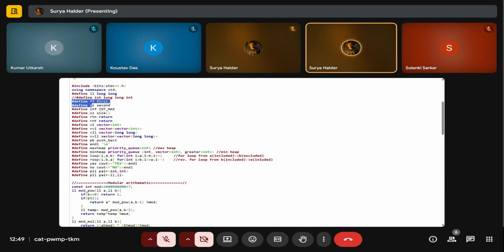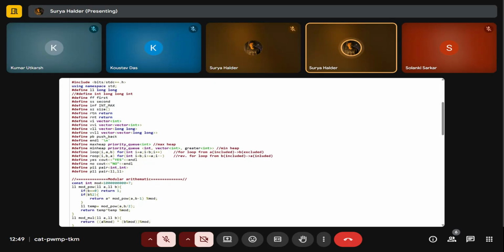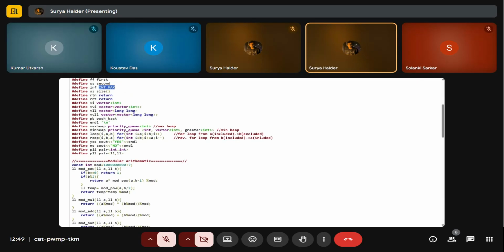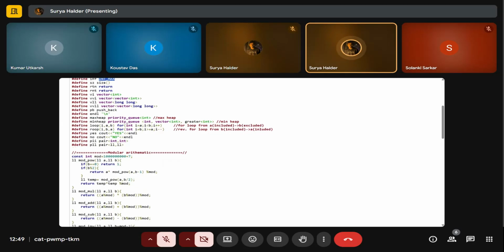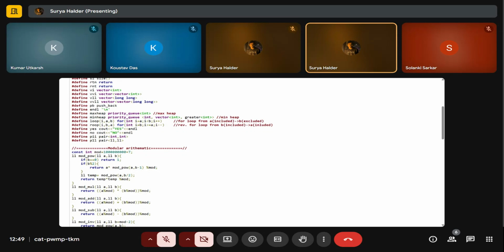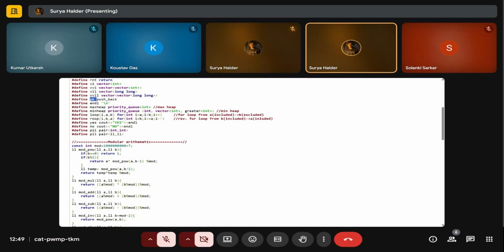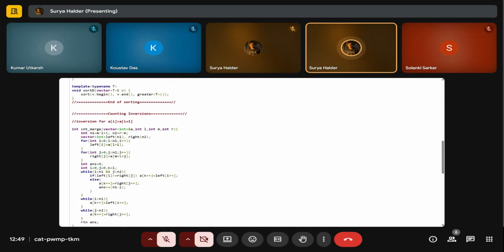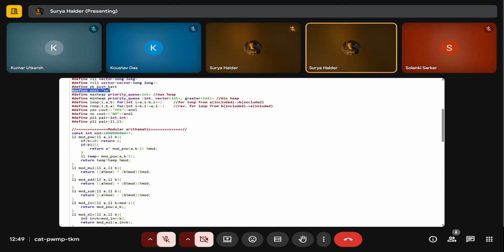After that, many of the things which are most commonly used, you can keep them in your template. Like FF means first, SS means second, INF means infinity, which means int max, SZ means size, RTN means return, VI means vector int, VVI means vector of vector int, VLL means vector of long long, etc. PB means pushback instead of every time typing pushback. Also endl, and another thing you can do is keep some of your functions pre-built.